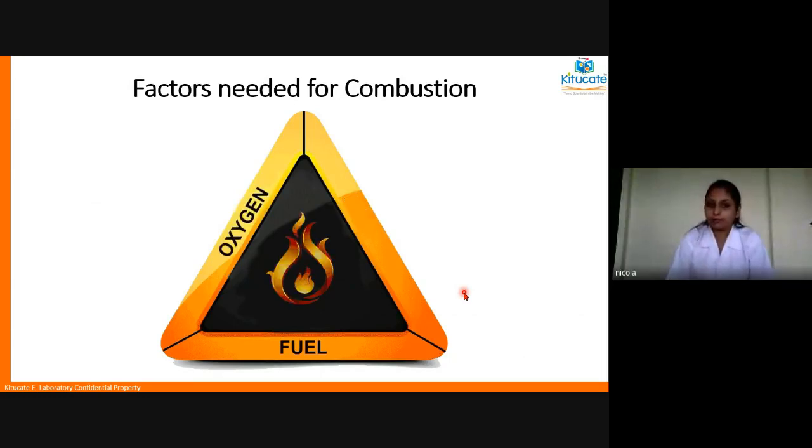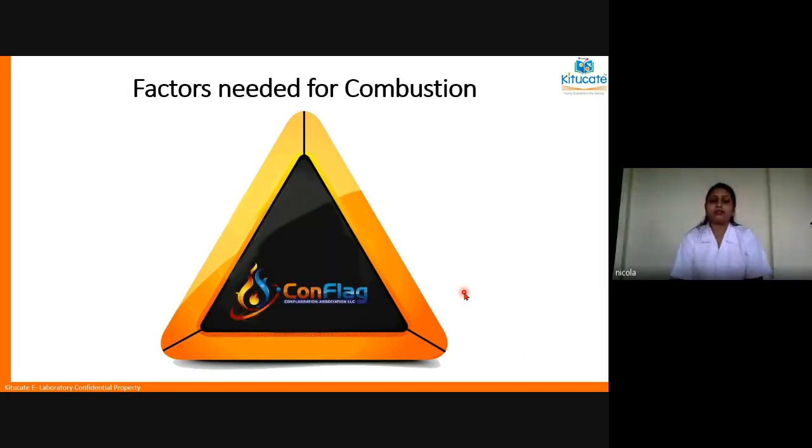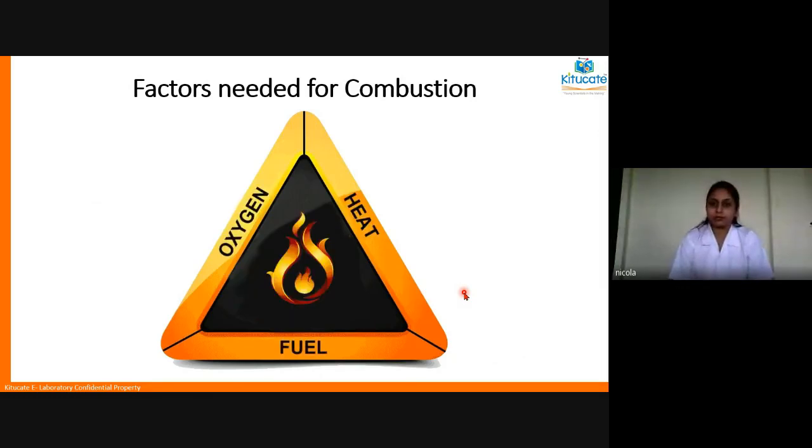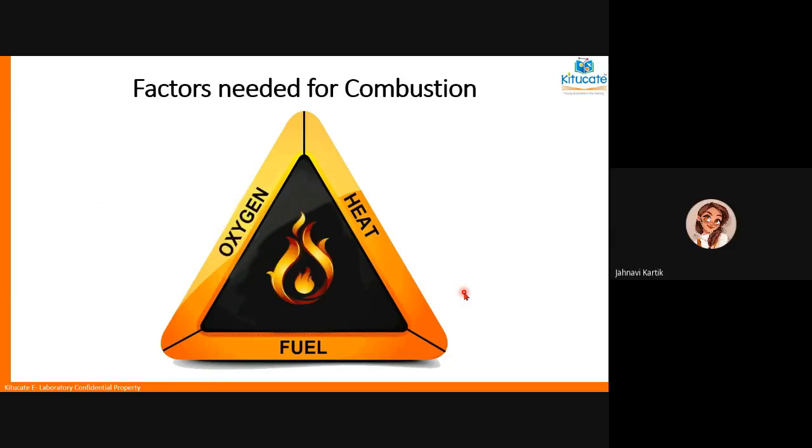So if any of these three factors are missing, combustion cannot take place. These three things are very, very important for combustion: the fuel, oxygen, and heat. Is that clear to everybody? Yeah. Okay.